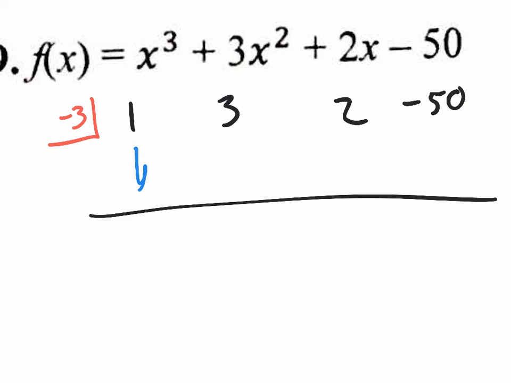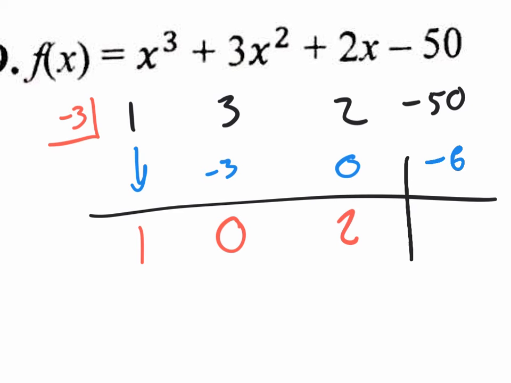So as you go down, 1 plus 0 is 1. As you go up, negative 3 times 1 is negative 3. As you go down, you combine. Negative 3 plus 3 is 0. As you go up, you multiply. Negative 3 times 0 is 0. As you go down, you combine. 2 plus 0 is 2. As you go up, you multiply. Negative 3 times 2 is negative 6. The remainder is negative 56.